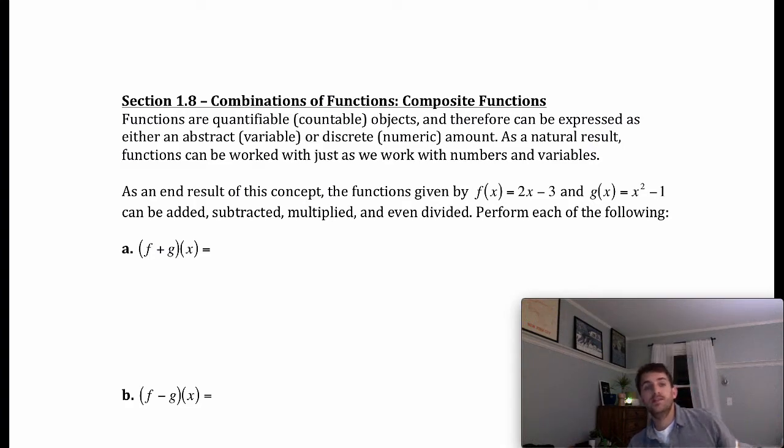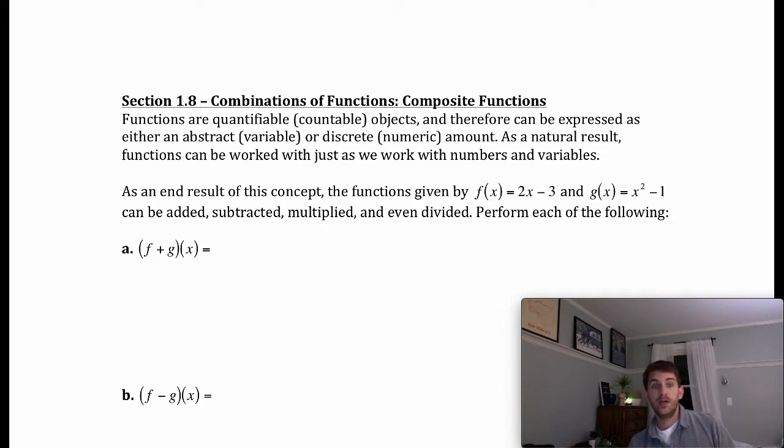Section 1.8 is about combinations of functions, and also composite functions. That's hard for me to say, apparently. So functions are quantifiable. In other words, we can count functions. They're quantifiable objects, and therefore can be expressed by either abstract variables or discrete numeric amounts. As a result, we can work with them just like we would with numbers and variables.